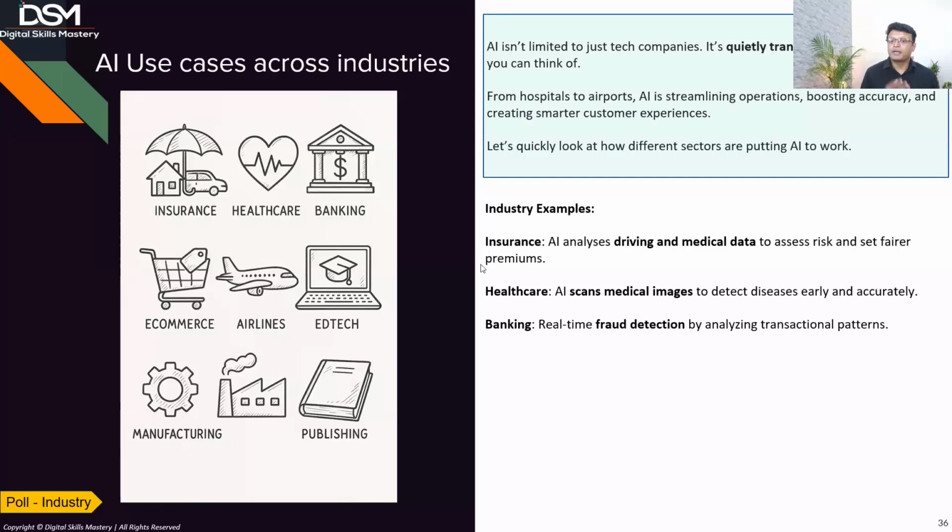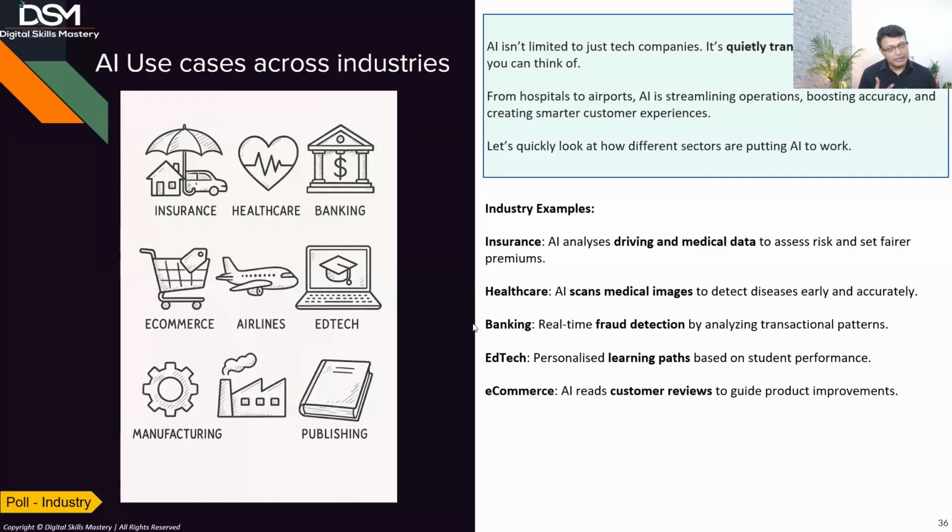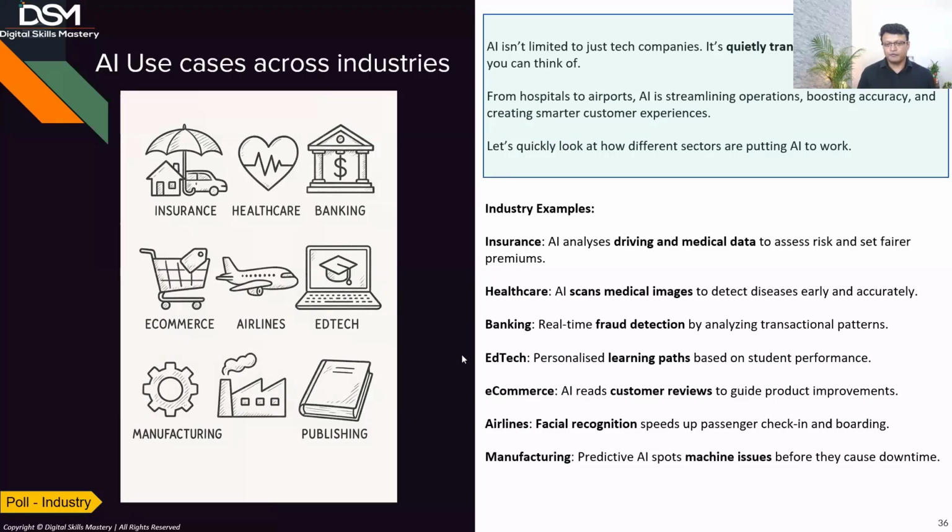In healthcare, AI scans medical images to detect diseases early and accurately. In banking, real-time fraud detection is happening. In EdTech, learning paths have been defined. And in e-commerce, AI reads the customer reviews to guide product improvements. So these are a few examples that show how AI is impacting and being utilized in all of these industries.